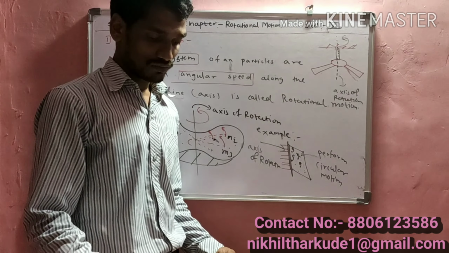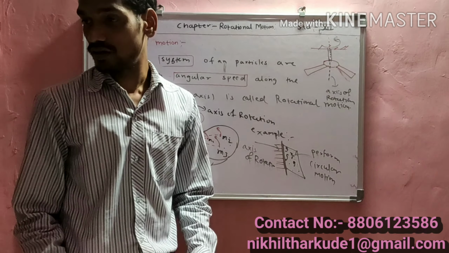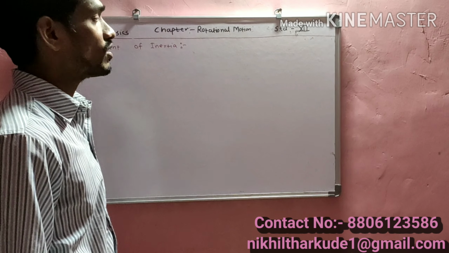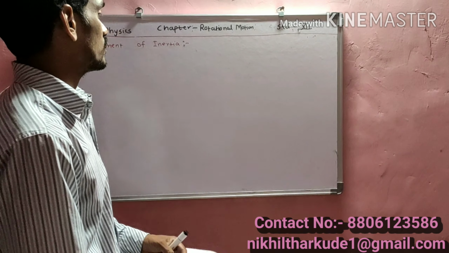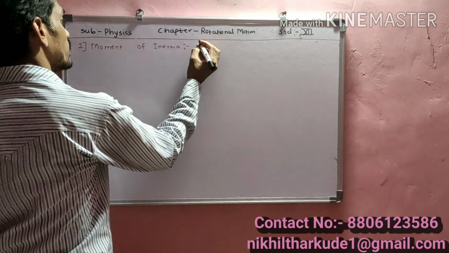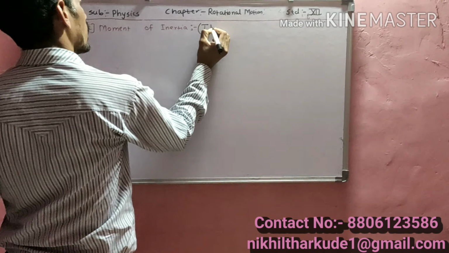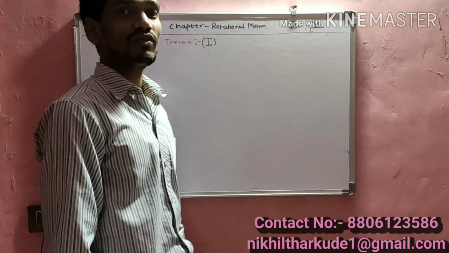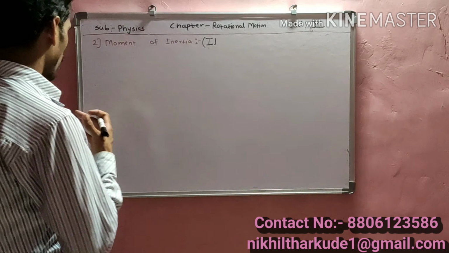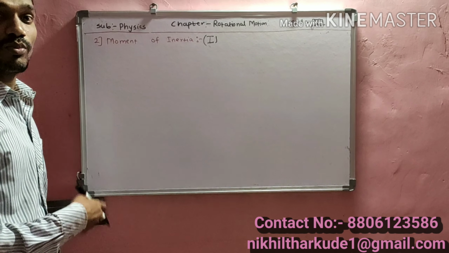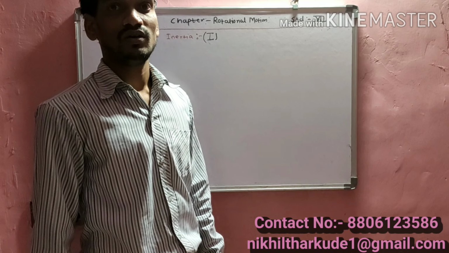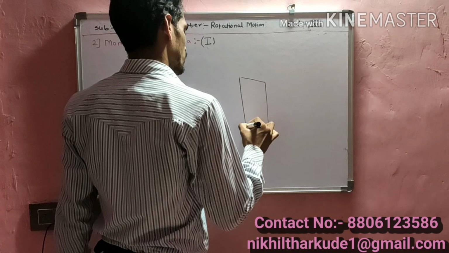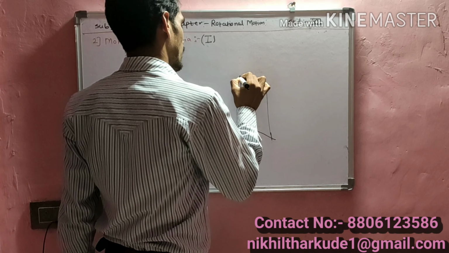Okay, students. Next we are going to start the moment of inertia. Students, moment of inertia is denoted by the capital letter I. What is the moment of inertia? Moment of inertia is nothing but the ability of a body to perform rotational motion. If you take the example of a door, when you apply an external force, what will happen?